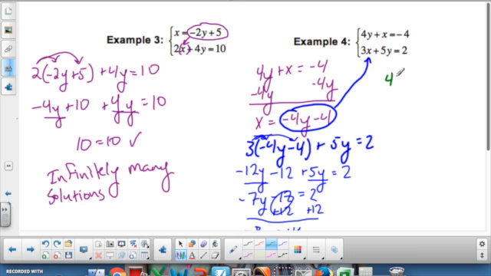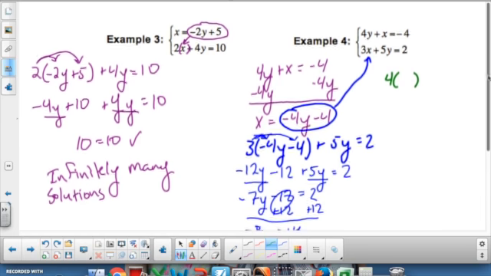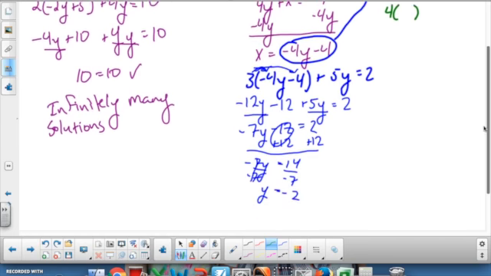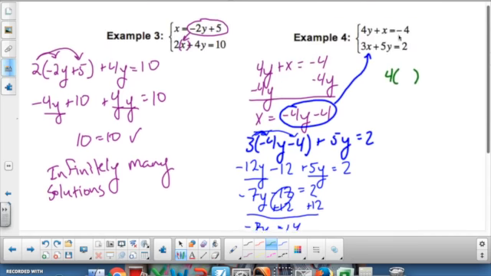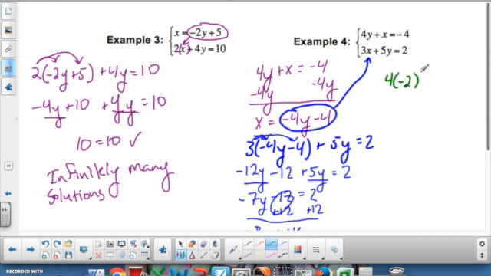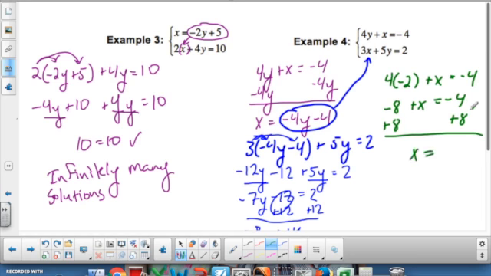So I'm going to say 4, and instead of y, I'm using that substitution property again and putting negative 2 in place of y, because I now know that y is going to equal negative 2 in my solution. So I'm going to say 4 times negative 2 plus x equals negative 4. And I'm going to solve. 4 times negative 2 is negative 8. And this is a negative 8, so I'm going to add 8 to both sides of my equation, which leaves me with just x. And negative 4 plus 8 is positive 4.